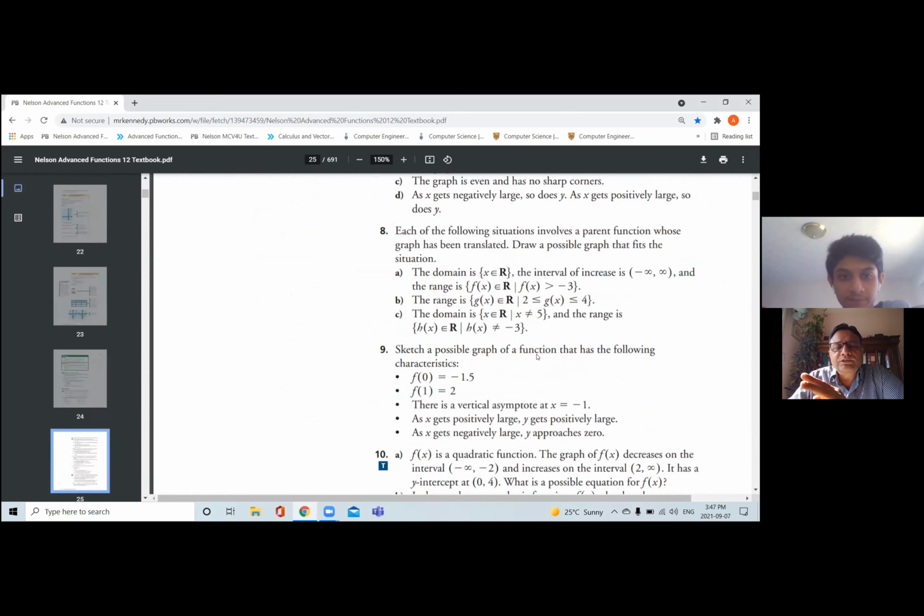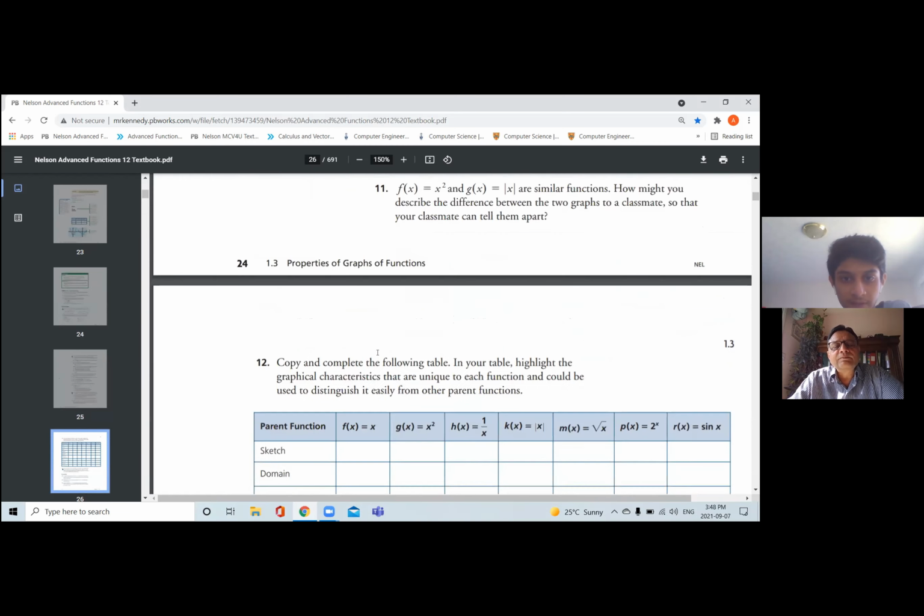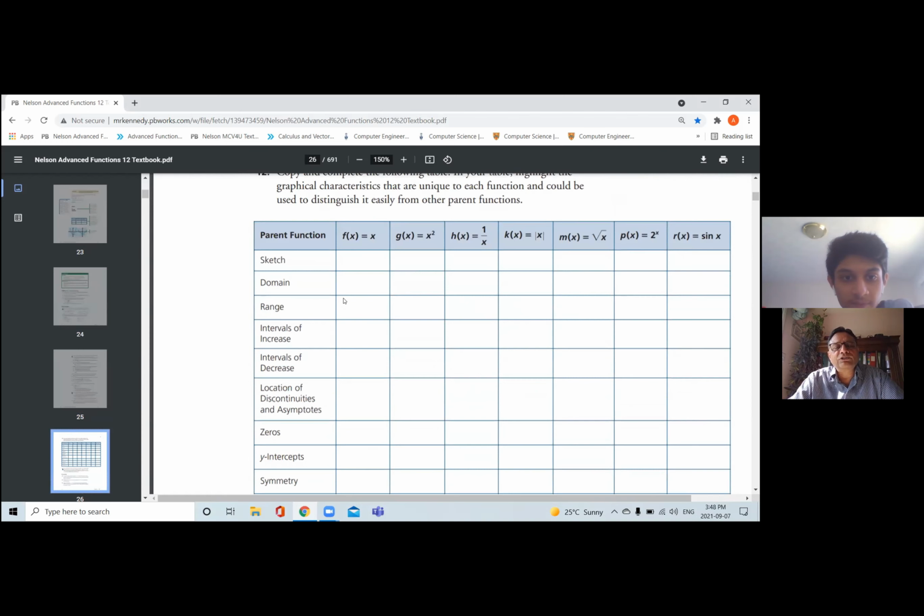Yes, sir. Last question. Look here. This last question has a table. Yeah, question number 12. So what you should do actually is, these are all the functions. Do you see f of x, straight line, linear function, quadratic function, reciprocal function, absolute value function, radical square root function, exponential function, and sine function, correct? So in this chapter, basically, we are dealing with these 7 functions, right? Yeah. So you could sketch their graphs here and then write down the characteristics.